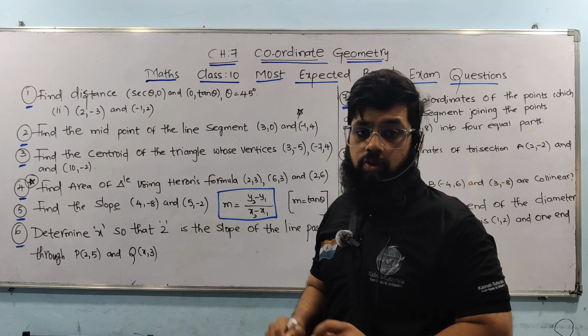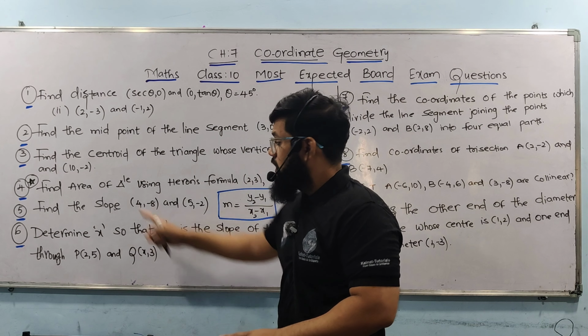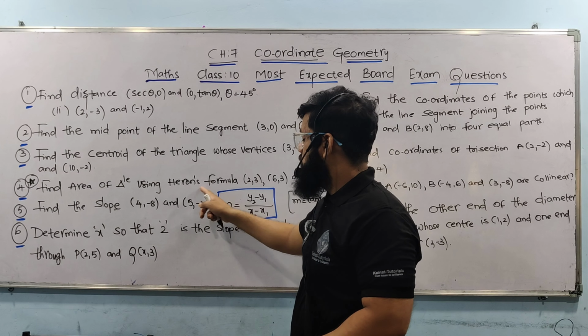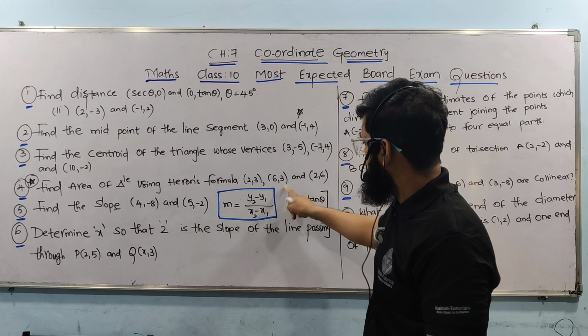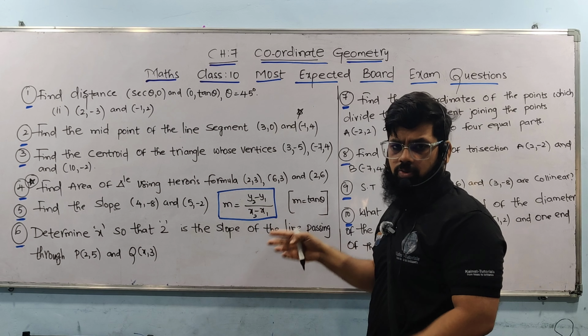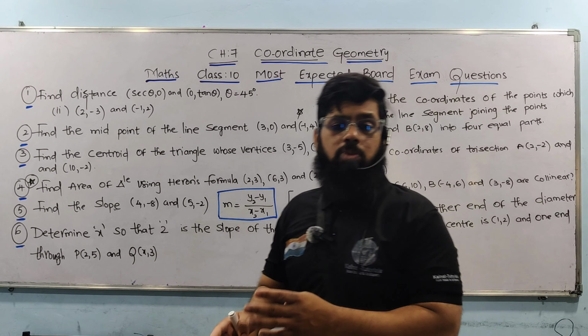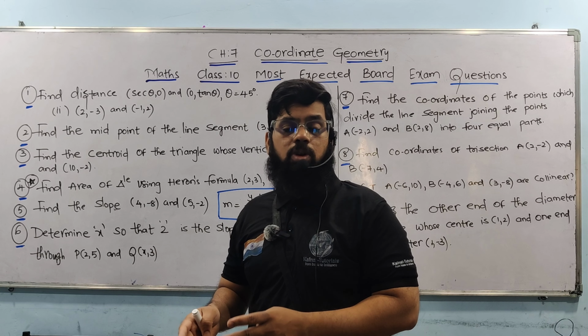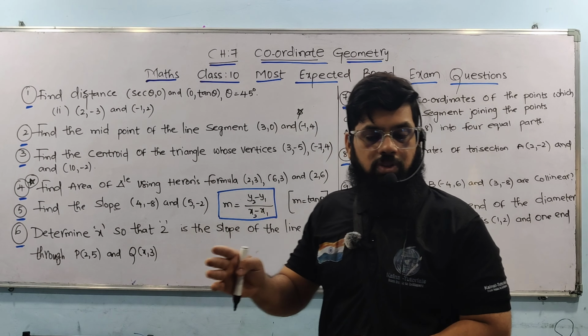एक बार भी नहीं पूछा Heron's formula. So ज़्यादातर chance है: find the area of a triangle using Heron's formula, with vertices (2, 3), (6, 3) and (2, 6). So what is the formula? Under root s into (s minus a), (s minus b) and (s minus c), where s is equal to (a plus b plus c) by 2.